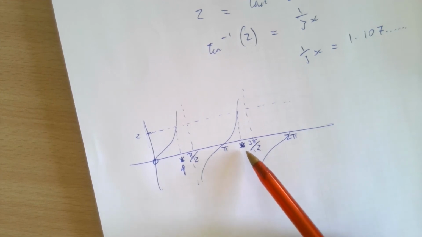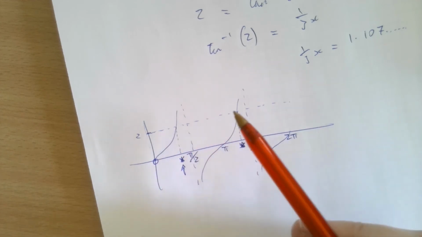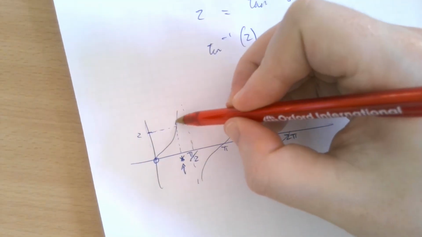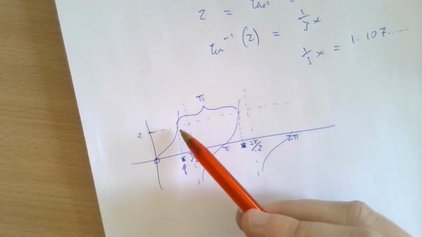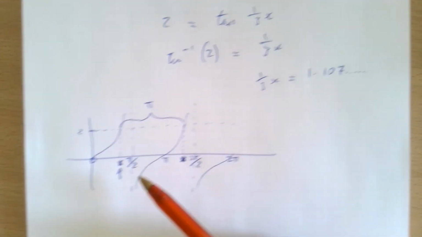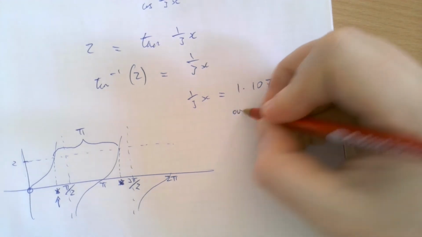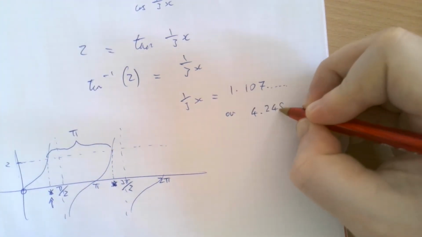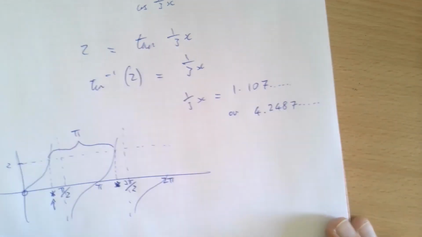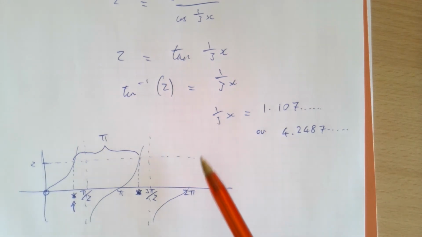Well, we need to know how many radians there are between each value here. The answer is that there are pi radians. There's a gap of pi between each of the 2 solutions here. So all I need to do is take that first solution and add pi to it, and I've got my second solution. That is 4.2487. Those are our values for a third of x, which I need to triple.